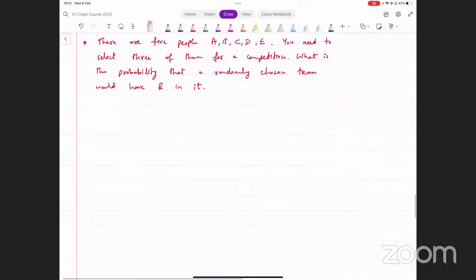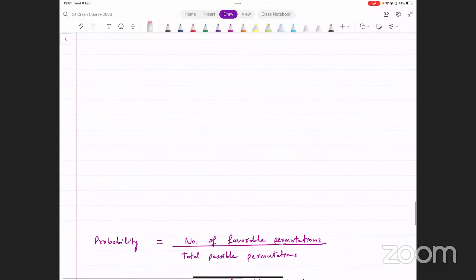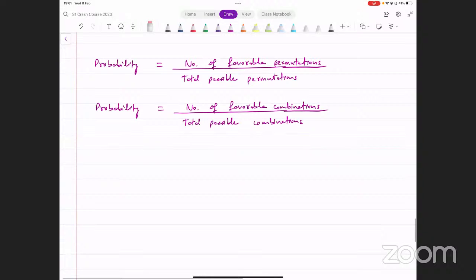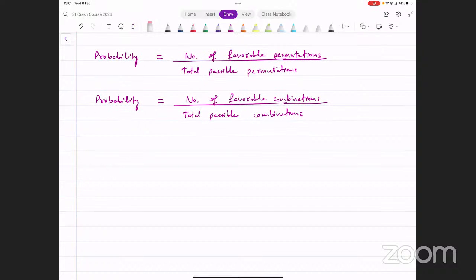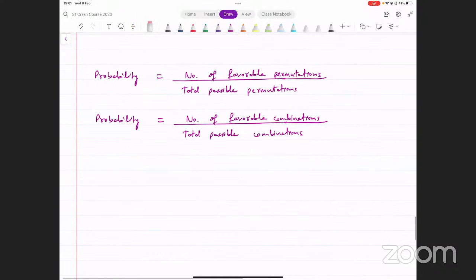If you have combinations or permutations, the probability formula would become something like this. If you had to find the probability of a certain number of permutations, that equals the number of favorable permutations divided by the total possible permutations. Similarly, if you had to find the probability for a certain combination, you would find the number of favorable combinations and divide that by the total possible combinations, and that will give you the result.